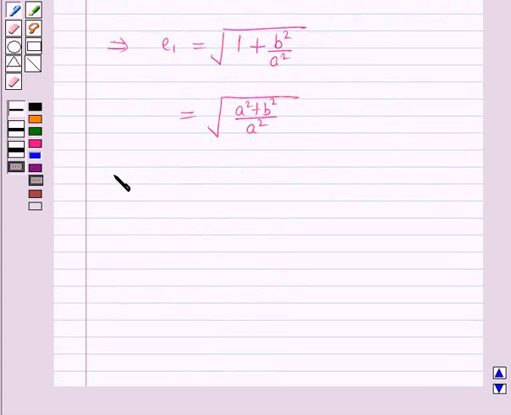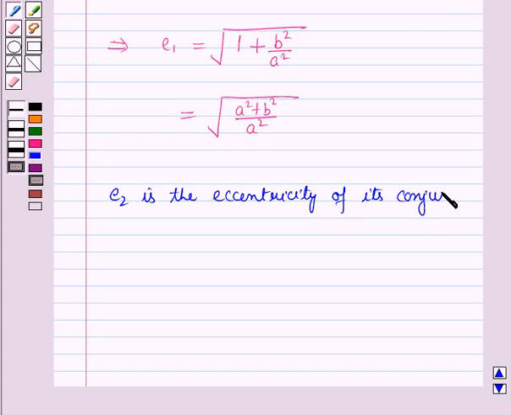It is also given that E2 is the eccentricity of its conjugate hyperbola, that is the conjugate hyperbola of the given hyperbola, therefore E2 square is equal to 1 plus a square over b square.